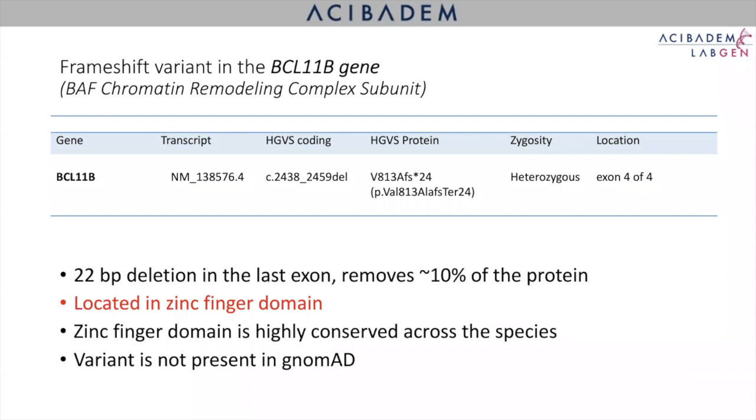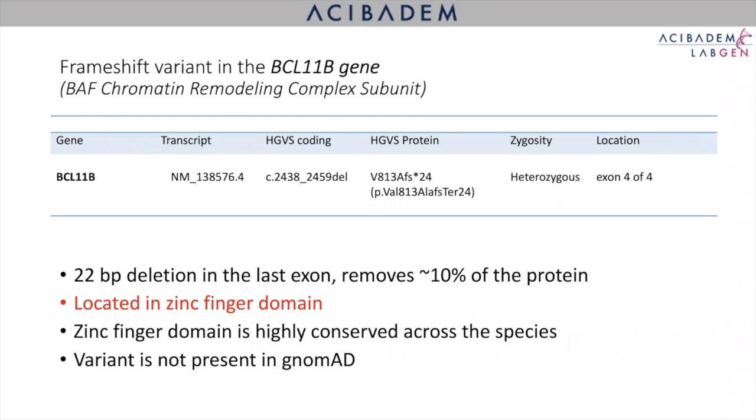Our variant is a 22 base pair deletion in the last exon of this gene and removes around 10% of the protein. But it is located in the highly conserved zinc finger domain of BCL11B. Because of this, we thought even though it may not cause nonsense-mediated decay, it still can affect the protein. The variant is also not present in gnomAD. So here we have a rare and potentially harmful variant, and we wanted to further look into the details of the gene.